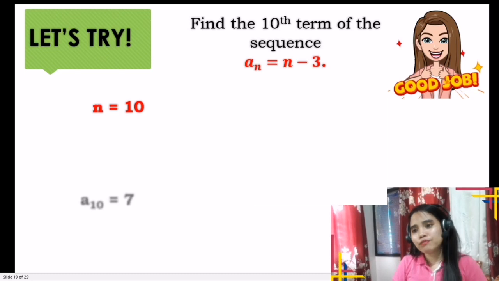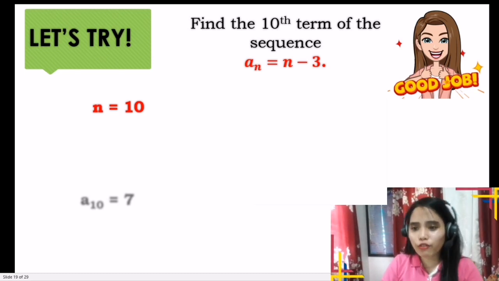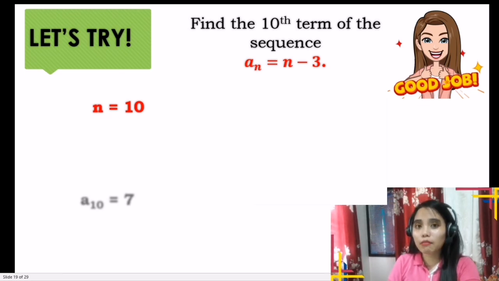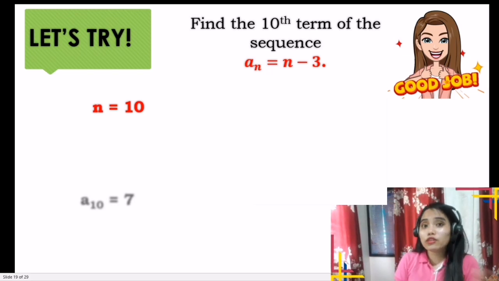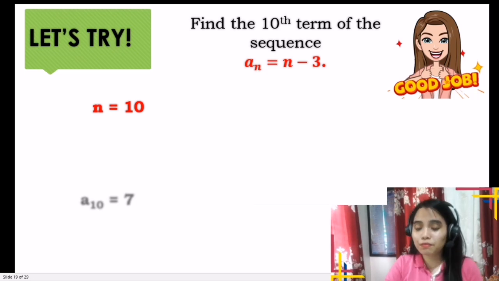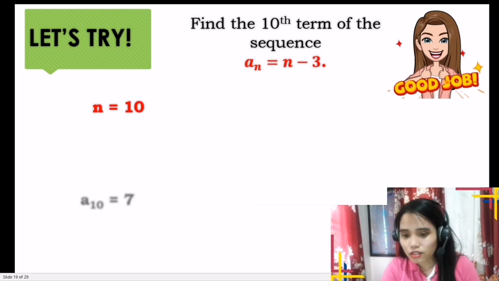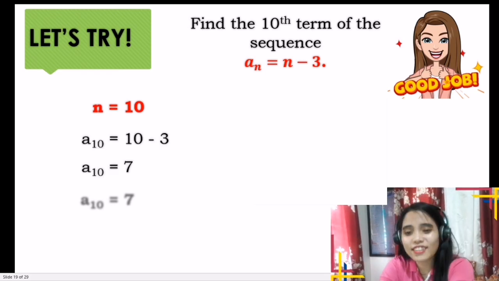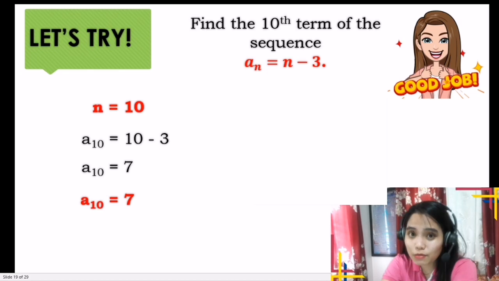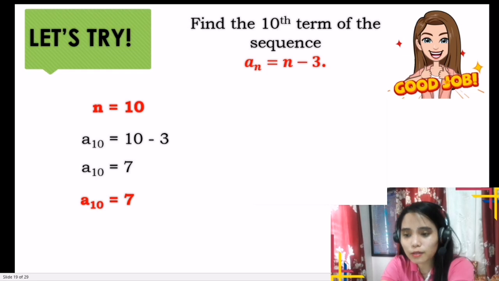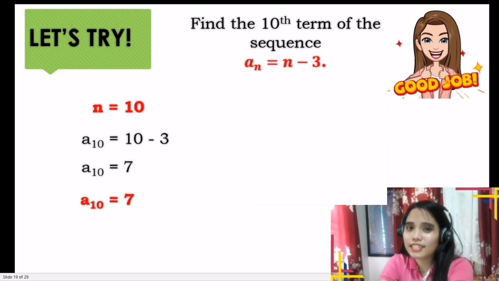So, this one next. What if you are tasked to find the 10th term of the sequence a sub n equals n minus 3? So, we will look for the 10th term. We do not know the first 5 terms. For the 10th term, we go straight to it. Of course, for the 10th term, our n is 10. So, we just substitute: 10 minus 3, very easy, no? 7. So, a sub 10 is equal to 7. So, the 10th term of the sequence is 7.